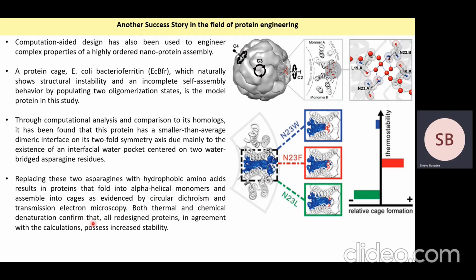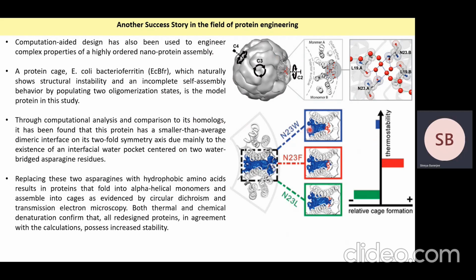Both thermal and chemical denaturation confirm that all redesigned proteins, in agreement with calculations, possess increased stability. So basically, the problem was with the two water molecules that are held between the two asparagine. Because of these water molecules, the symmetry was lost and it was not able to self-assemble properly.